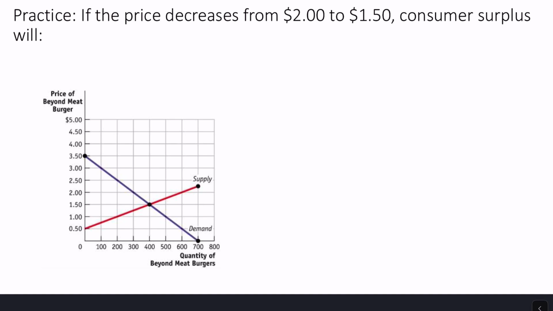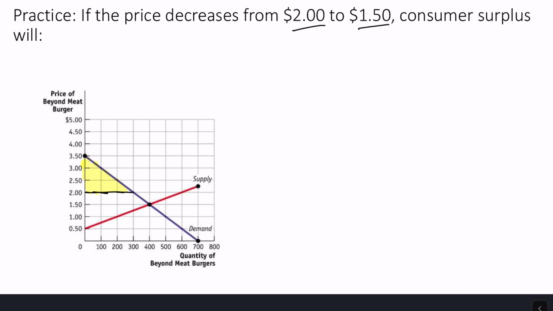Another exam type question might be about the change in consumer surplus if the price changes. And so here we have the price decreases from $2 to $1.50. Consumer surplus will do what? Increase or decrease? And so we started with $2. That's the one we just calculated. That would be this area here, everything below demand and above that price of $2.